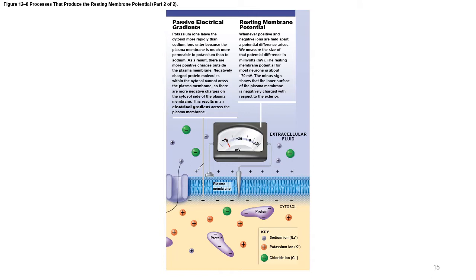As a result, since there's more sodium ions outside than inside, there's 3 sodiums outside to every 2 potassium inside, and also there's more larger negatively charged particles inside, like these proteins. The overall resting membrane potential is more negative inside. We talked about this. The standard usual is minus 70 millivolts for most. And the minus sign is telling you that the inner surface of that plasma membrane is more negatively charged with respect to the exterior.